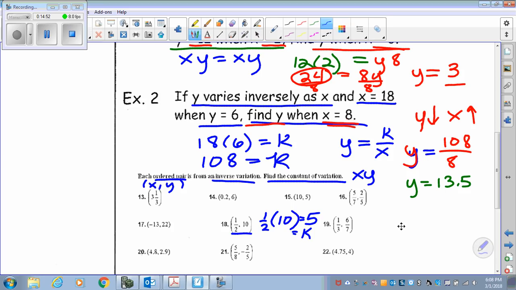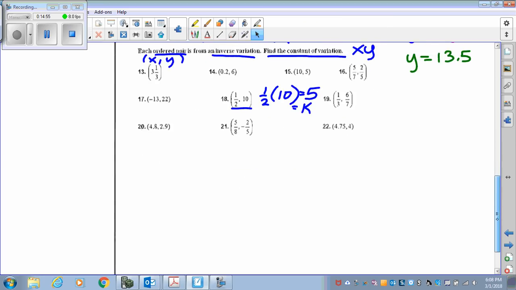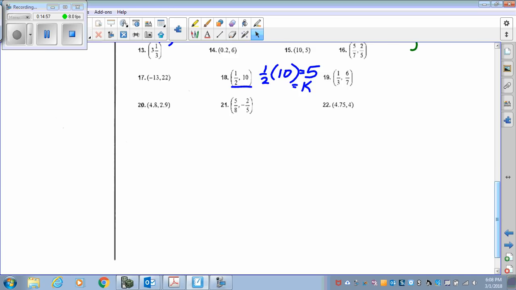Okay. So for inverse variation, you multiply. Direct, you divide. Good work.